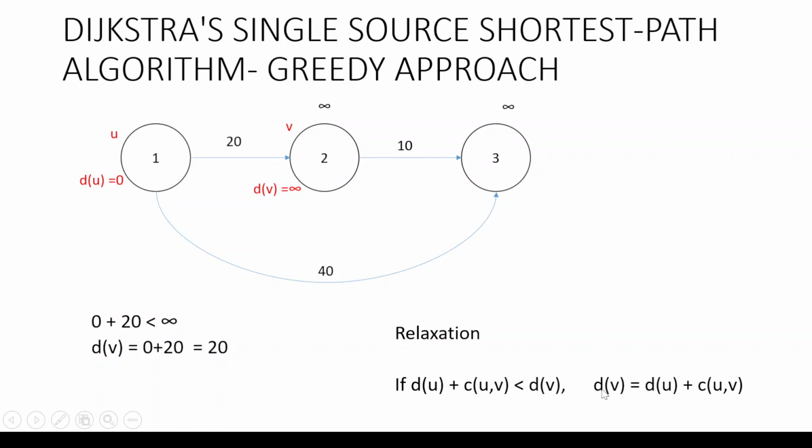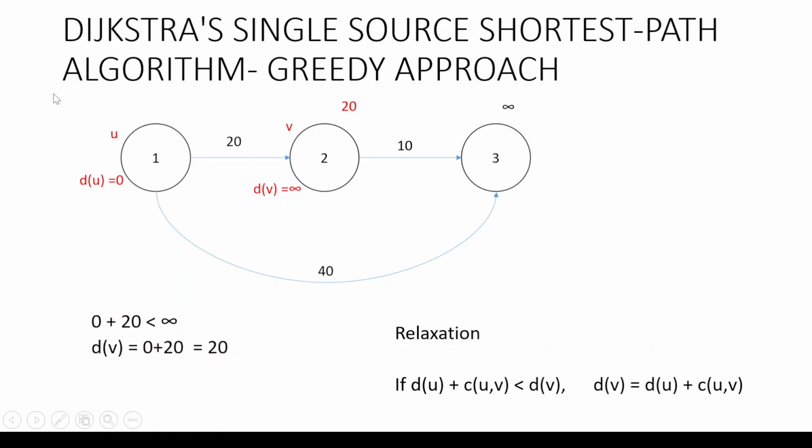If that is the case, what do we have to do? We have to replace d of v with d of u plus c of u comma v. D of u is 0 and c of u comma v is 20, so 0 plus 20 is 20. So the new value of d of v is 20. From infinity, it is getting changed to 20. So we have found a path whose distance is 20 from d of u.